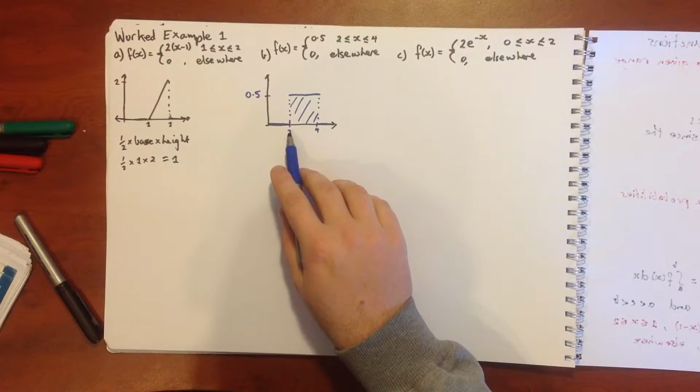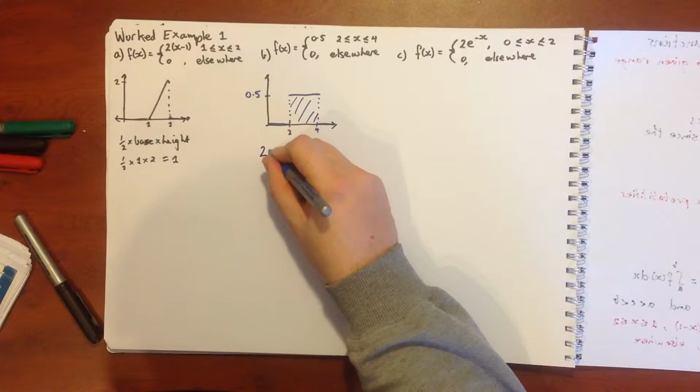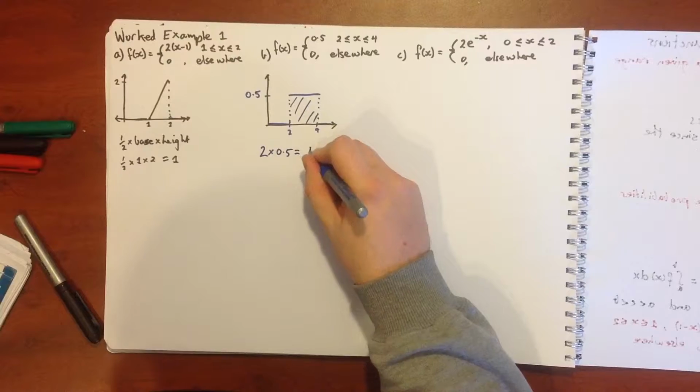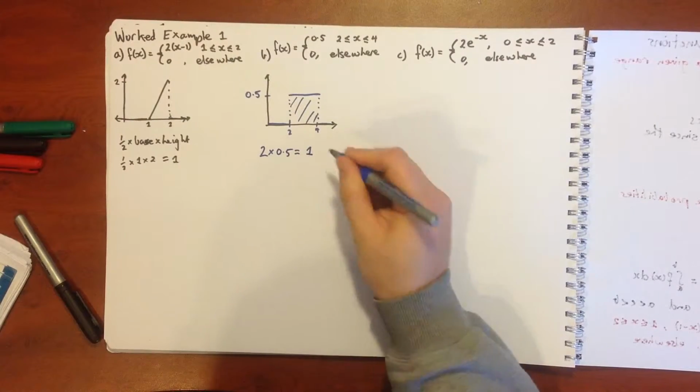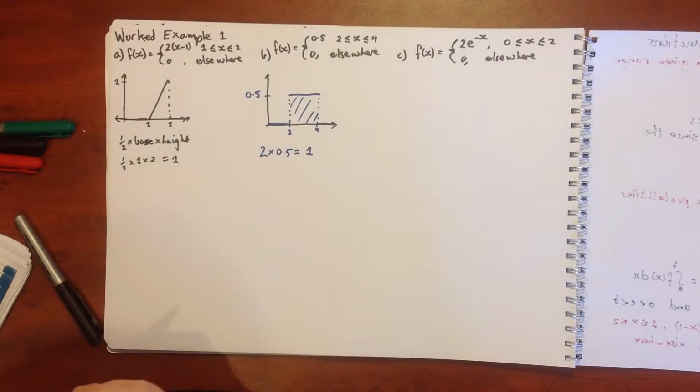We look at our area. Well, it's 2 times 0.5, which equals 1. So the area under it does equal 1, so we're okay.